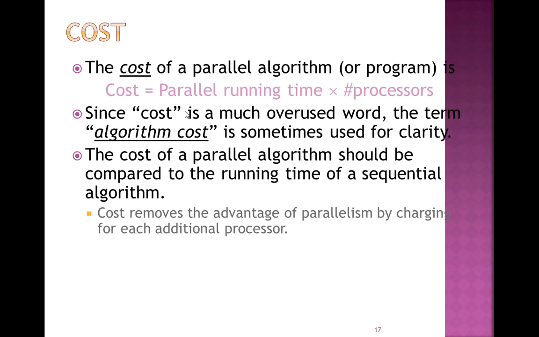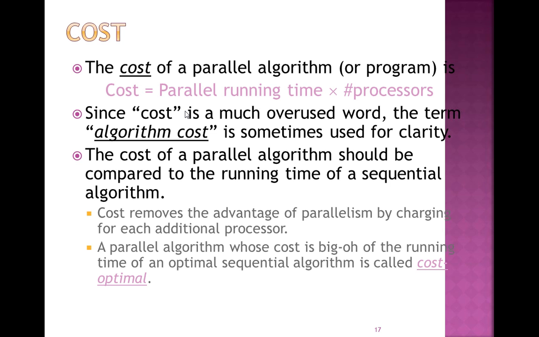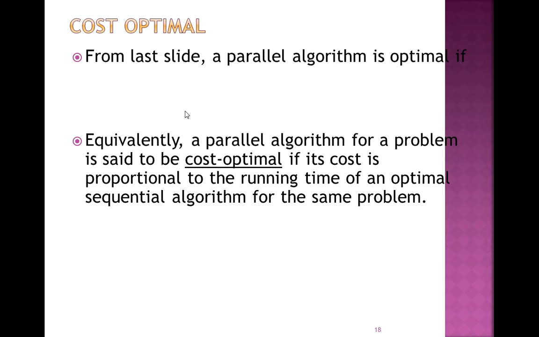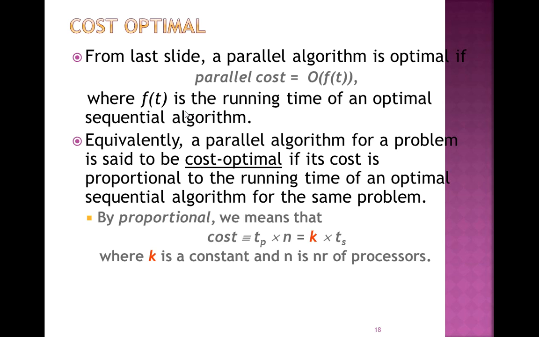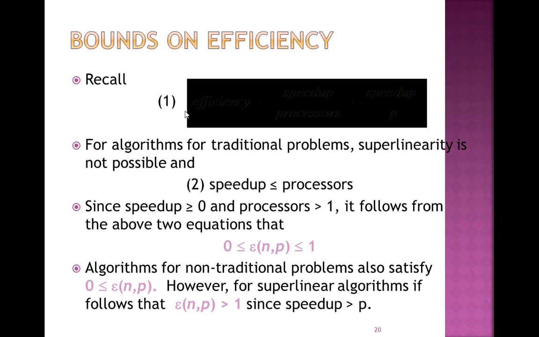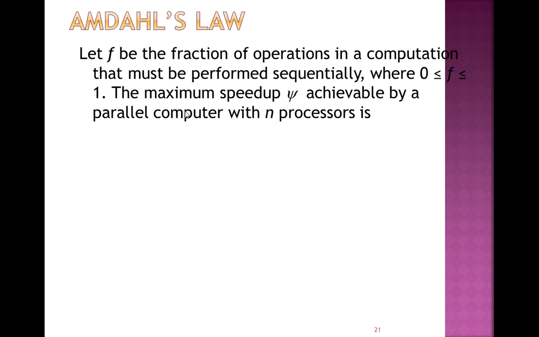The cost of a parallel algorithm should be compared to the running time of a sequential algorithm. This is what we have studied about the comparison between the cost of the parallel system and the cost of the sequential algorithm or sequential system. This is cost optimum. This is parallel cost equals T sequential. This is the formula, or the theorem, that we studied in the last class.